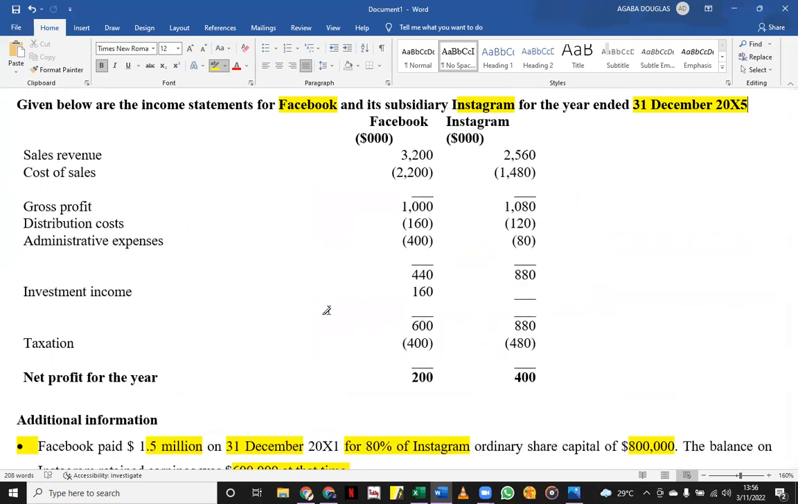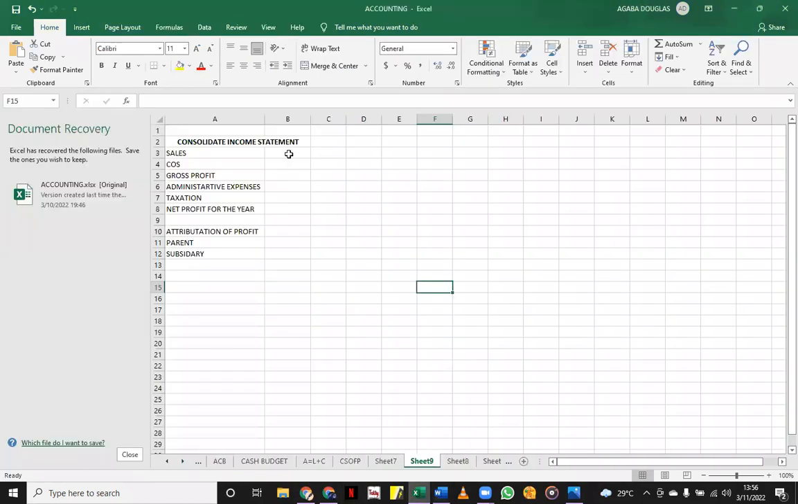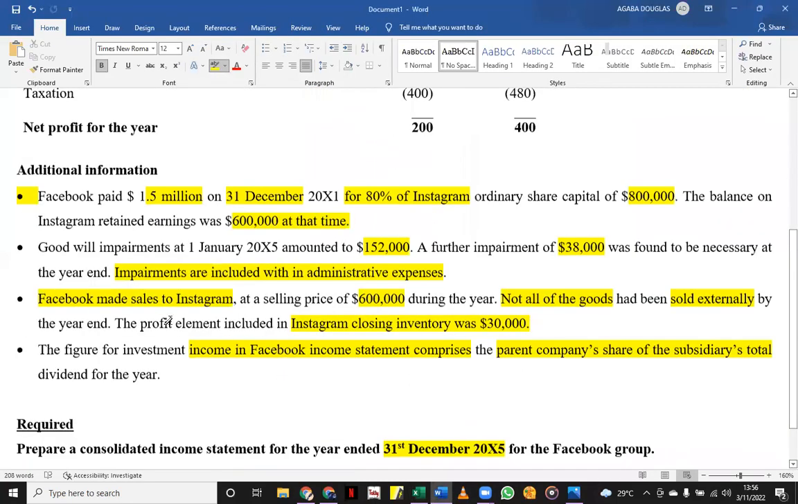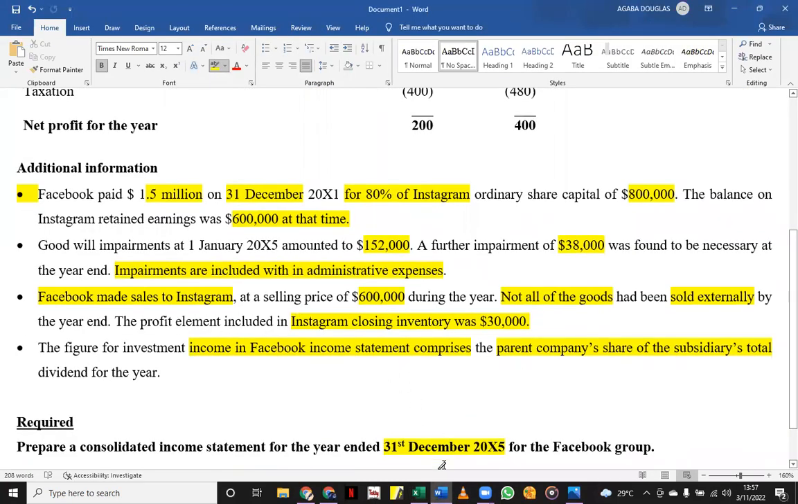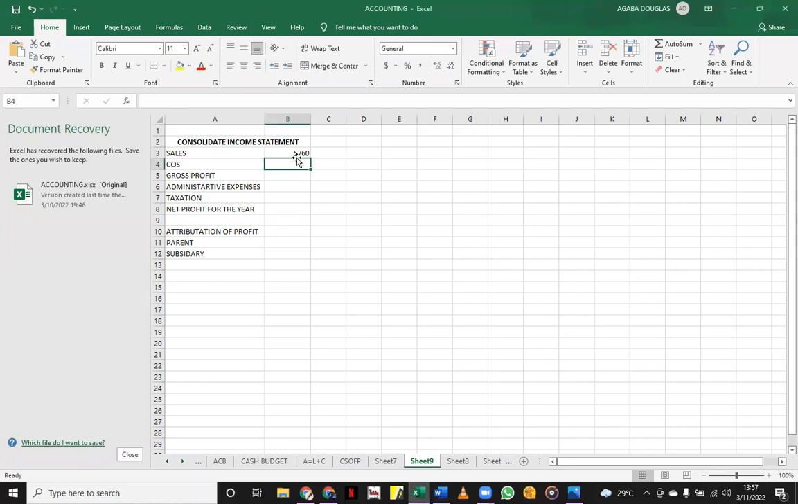So we will come to our sales and then we will start with the sales by 3,200. Then we add the 256 and then we'll get 5760. But remember, they told us that Facebook sold to Instagram at a selling price of 600. So we need to less that 600 from the sales. So we'll simply say then total sales of the Facebook and Instagram. Then we get our net sales as 5160.